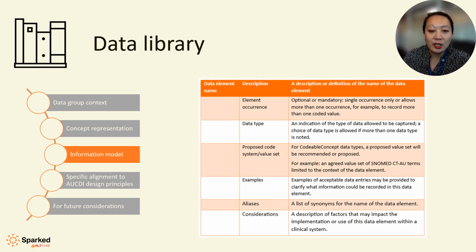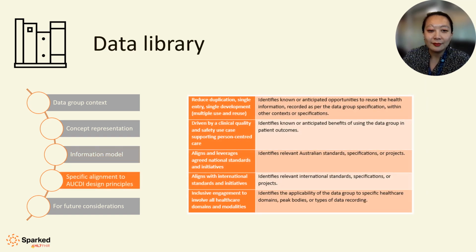After that is the information model. This is a tabular representation of the logical model for each of the data elements included. Each data element has a description, occurrence, data type, recommended code system value set, examples, aliases, and considerations. The next section shows how the data groups have been designed to align with the data design principles developed by Spark.